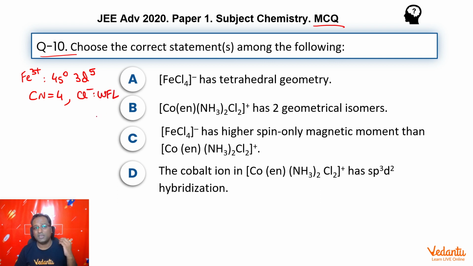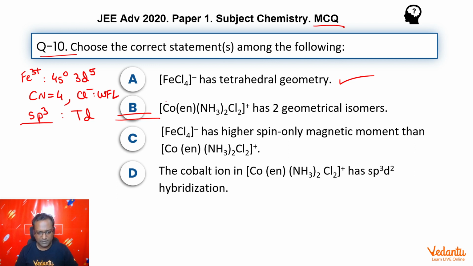Now guys, we know that in a weak field ligand, pairing does not take place, and so no inner orbital is available for hybridization, and hence the hybridization here will be sp3. Corresponding to sp3, the shape is tetrahedral in nature. So this option is definitely correct. Okay, now let's move ahead to the next one, that is option number B.